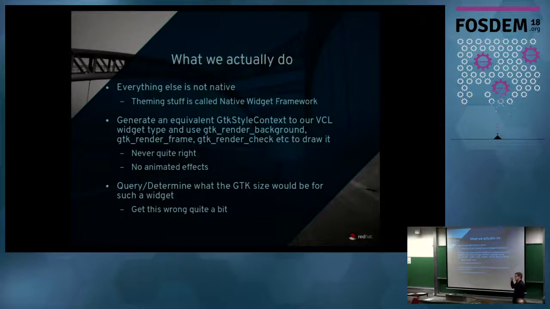You have to query GTK: what size should a radio button be in GTK? Figure that size out, and then tell GTK to render into it. So if you get the size wrong, you get little artifacts that you'll see on some of our areas where it's not quite right. You also have to use the right calls, so you might get them wrong. It's quite a complicated set of affairs.